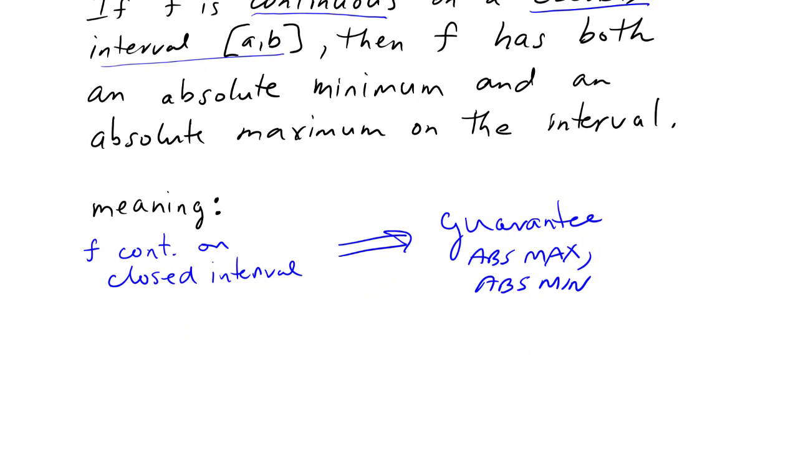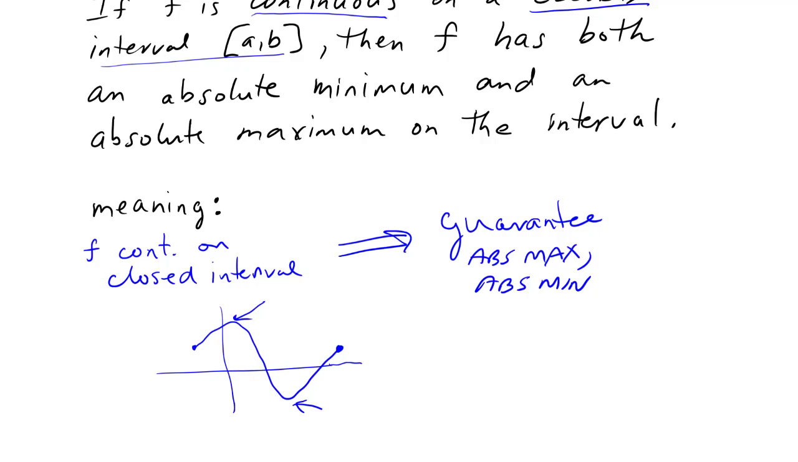Obviously, let's take a look and see what we would mean here if we had a graph. Let's take a closed interval here like this. Okay, and obviously it's continuous on this closed interval, and indeed, yes, we do get an absolute maximum and we get an absolute minimum.